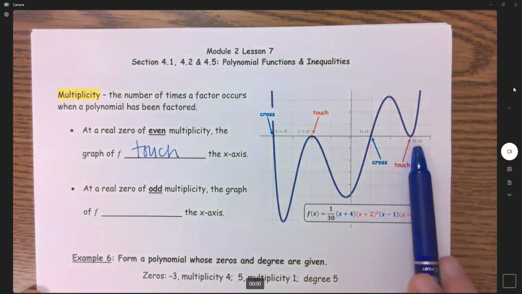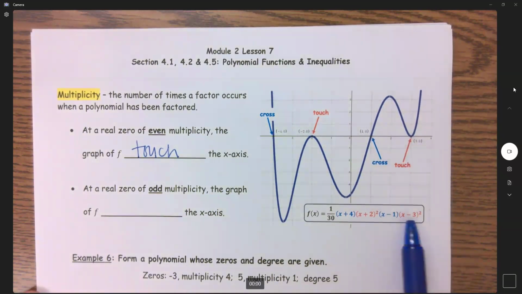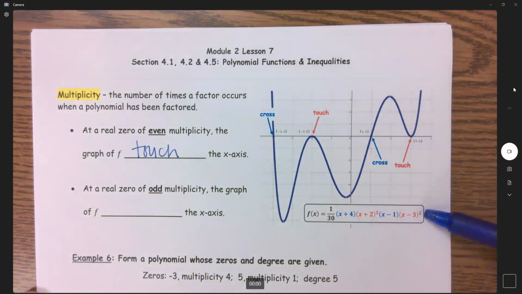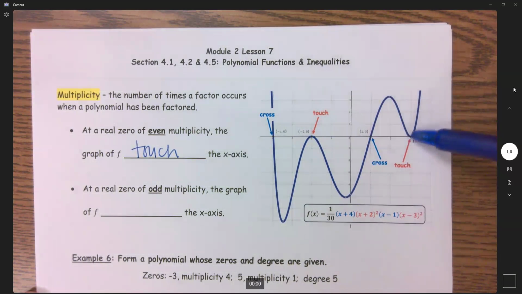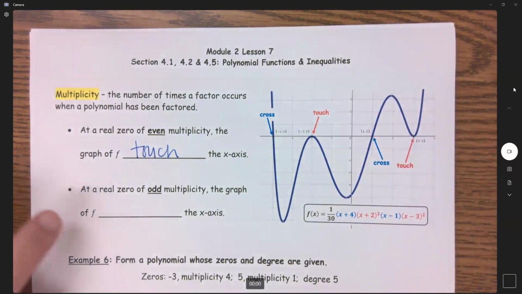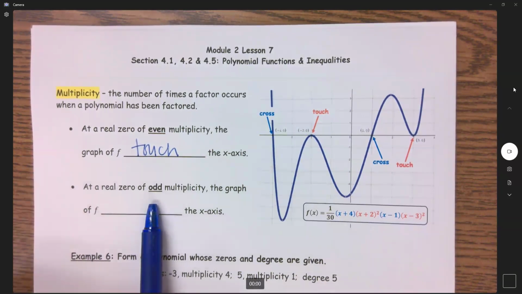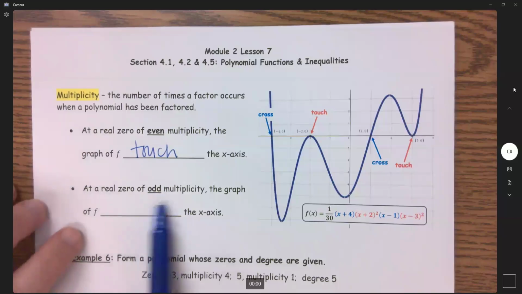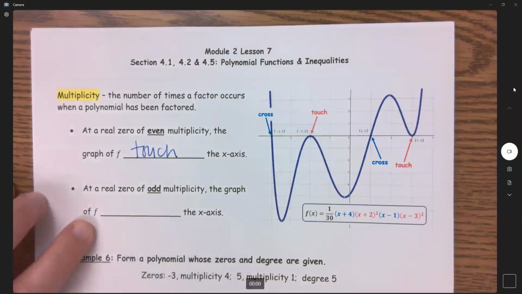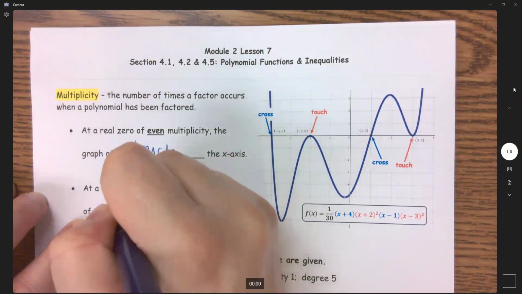Same thing here. Where is it touching at x equals 3? So in factored form, x equals 3 is x minus 3. And how many times do we have this factor? We have 2 of them. So because we have an even multiplicity of them, that's what makes this touch. Now, when I have an odd multiplicity, which is more times than not what's going to happen, because usually we have one multiplicity of it, the graph of the function crosses the x-axis.